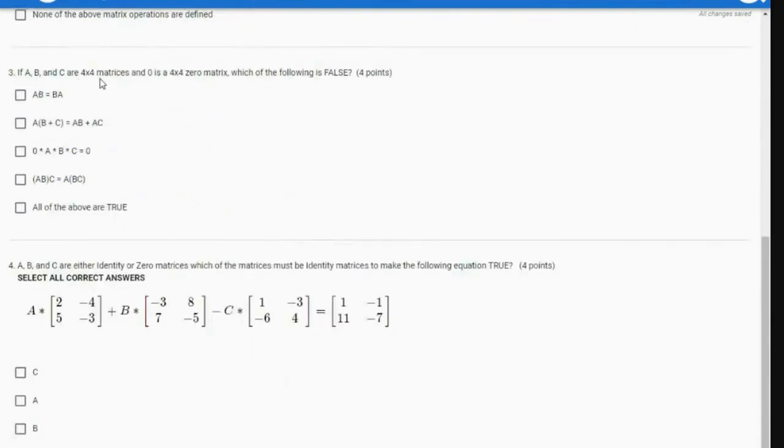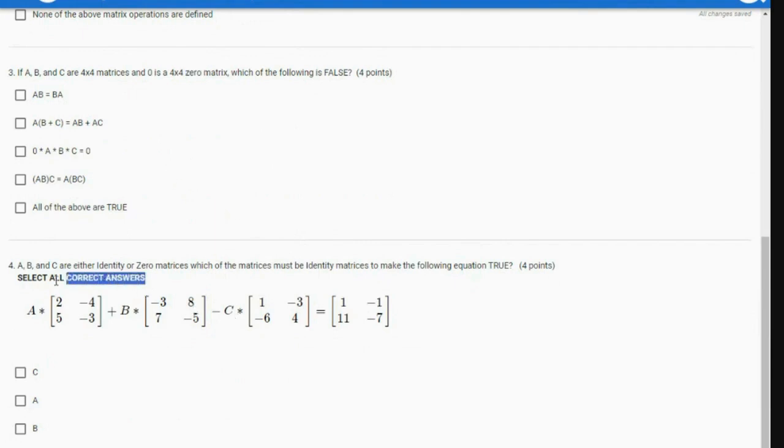A, B, and C are 4 by 4 matrices. 0 is a 0 matrix, which is false. There's 4 cases. Only one of them is false. It does not say select all correct answers. Only one of these must be false.